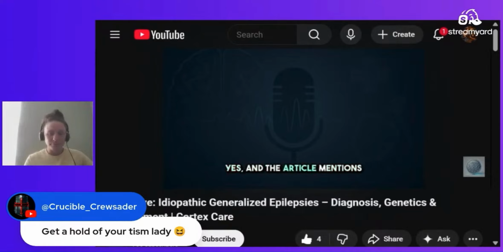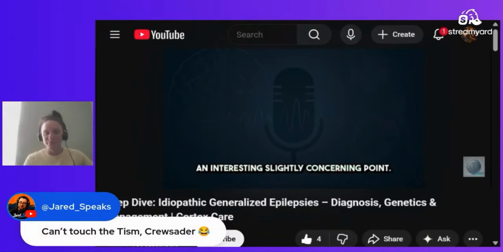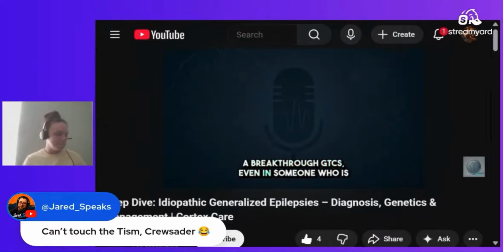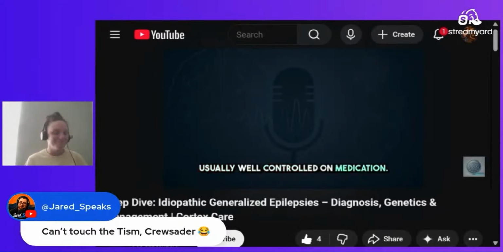Yes. And the article mentions an interesting, slightly concerning point. There might be an increased risk after a breakthrough GTCS, even in someone who is usually well controlled on medication. Perhaps more so than after a breakthrough focal seizure that doesn't generalize. That underscores the importance of preventing those GTCS breakthrough seizures. It really does. Consistent medication, managing triggers, it's all part of reducing SUDEP risk too.